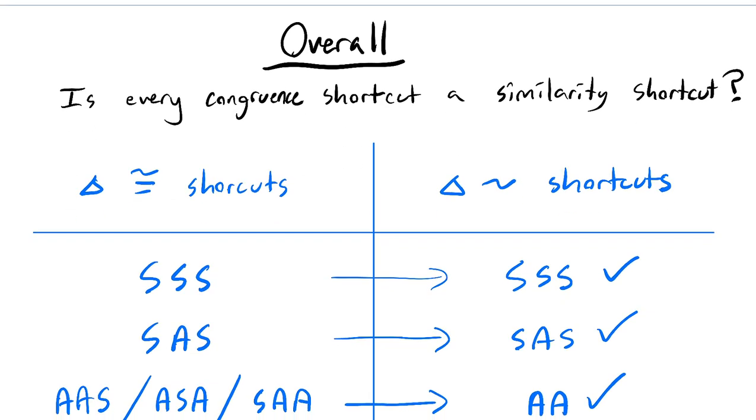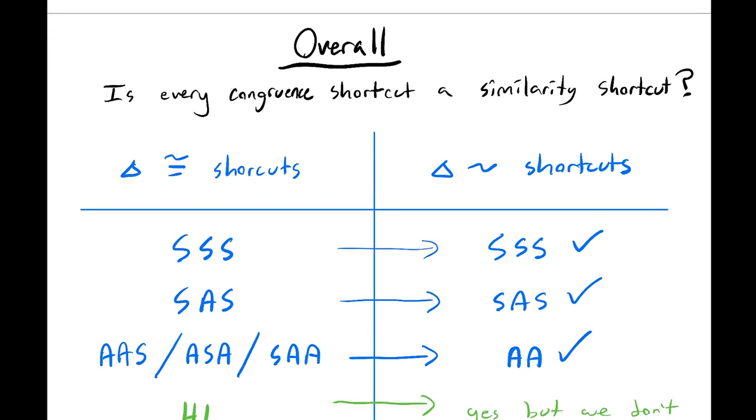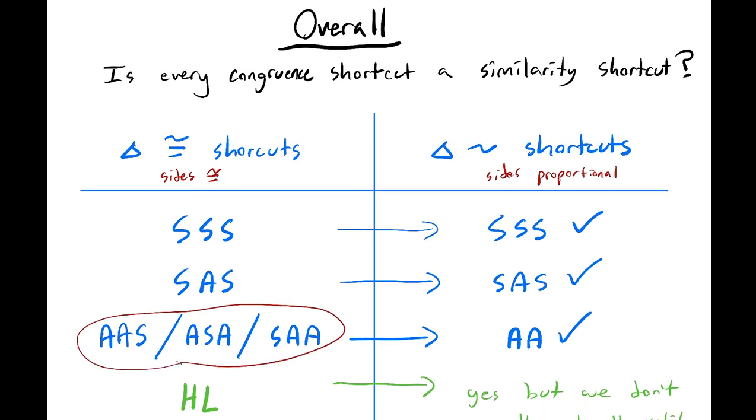Cool questions. Okay, so overall, is every congruent shortcut a similarity shortcut? Well, think about it. SSS, and when we talk about here, we go, this means sides congruent, and this means sides proportional. That's the only difference. But think about it. Look, SSS works on both. So, yup, check. SAS works, yup, check. And all of these other ones have 2 angles in them. So if you have 2 angles, that's enough. Those all fall under AA. So all of the other shortcuts work.